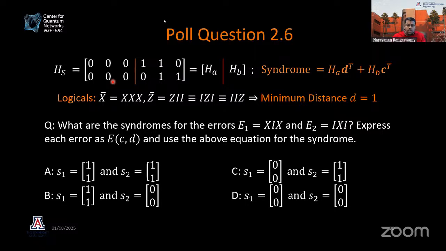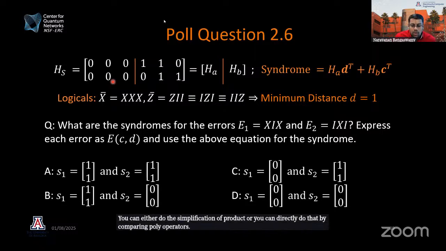You can either do the symplectic inner product, or you can directly do that by comparing Pauli operators, whichever way you find convenient.